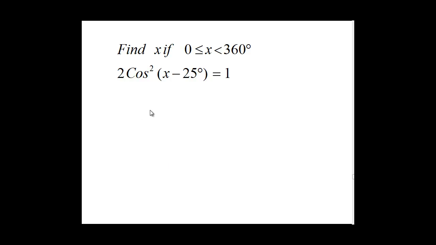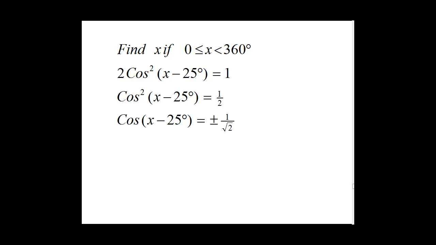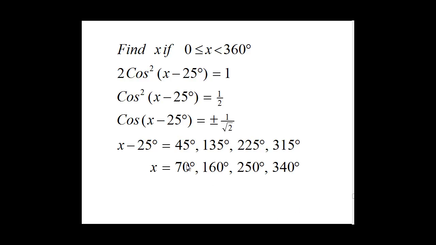Okay, so suppose we want to find x, in this case, between 0 and 360. So we're going to move our 2 over with our 1s, we get 1/2. Now cosine squared, so you undo the square by taking the square root. So you get plus or minus 1 over the square root of 2. Now that happens 4 places, 45 degrees, and all of its components around the circle. So you have x minus 25 is 45, 135, 225, and 315. Now add 25 to all of those, so you get x is 45 plus 25 is 70, 160, 250, and 340.